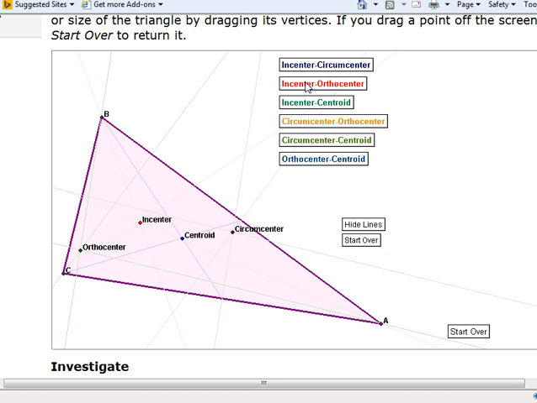Line up the incenter and the orthocenter. Line up the incenter and the centroid. Line up the circumcenter and the orthocenter. And is there anything that you notice? Line up the circumcenter and the centroid. And hopefully you realize something about all three of those points. Go to this triangle below and see if what you're thinking about is true.